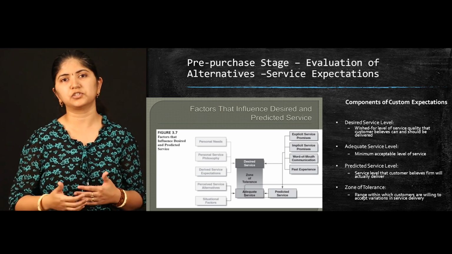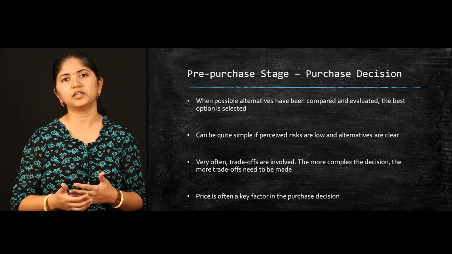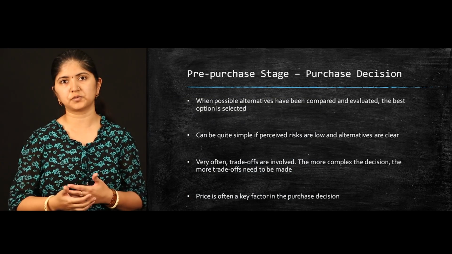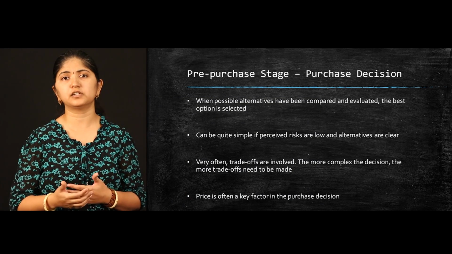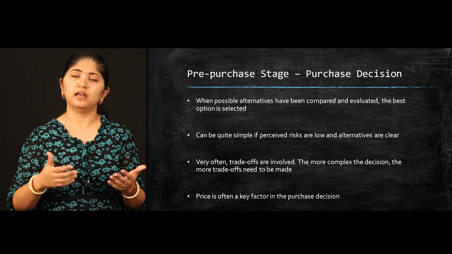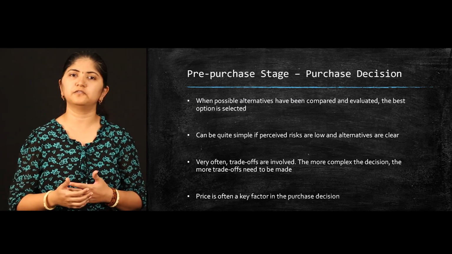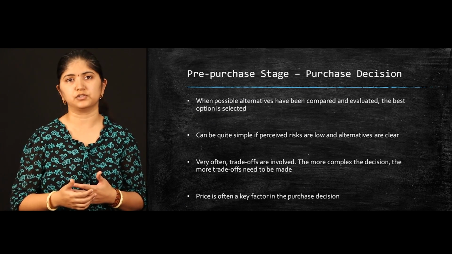Third step, evaluation of alternatives. The fourth is purchase decisions. After evaluating your alternatives, you select the best option. If there are less perceived risks, it is very easy to make a decision. There are trade-offs happening as well, so focus on that. Price is a very important factor in your purchase decision.